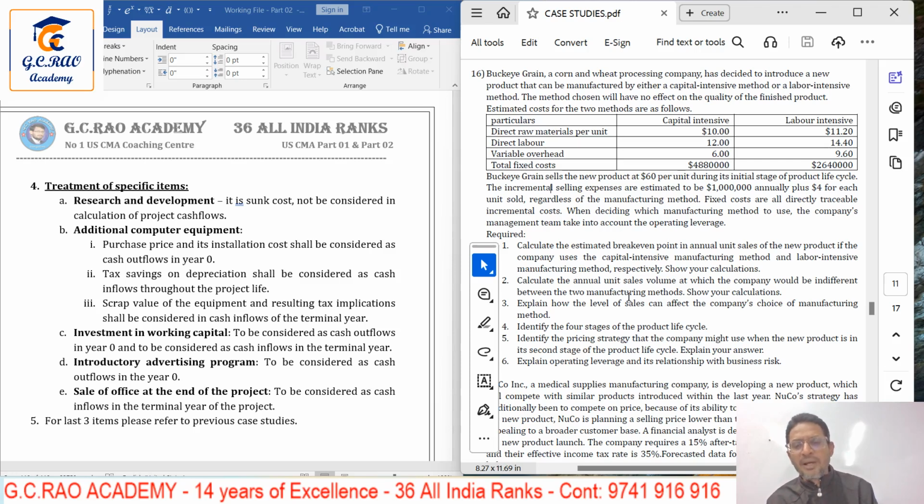Now look at point number 1. Calculate estimated break-even point in annual unit sales for the new product if the company uses the capital intensive method and labor intensive method respectively. Show the calculation. Simply, they are asking us to calculate BEP. BEP in units, what is the formula? Total fixed cost divided by contribution per unit.